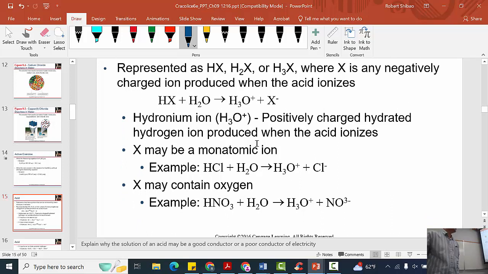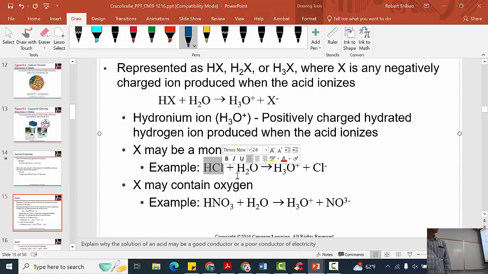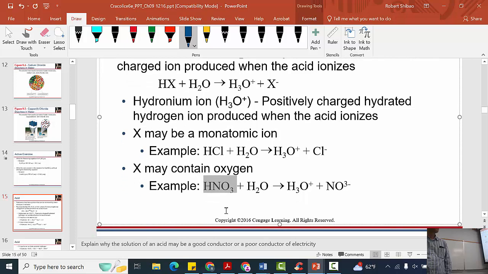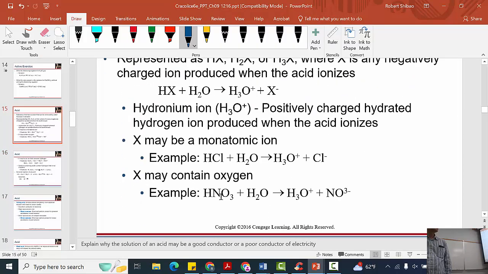Water is a weird species. Water can also act as an acid too, but in this case it's a base. We probably should have talked about acids and bases first. Acids are proton donors, bases are proton acceptors. So what's this acid? Hydrochloric acid reacting with water. What's this one? Nitric acid, good. Nitric acid reacting with water.